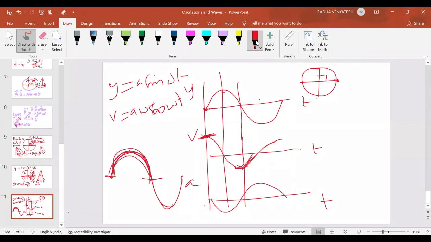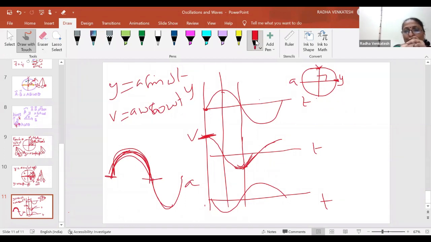See, Y is here, V is here, A is here. Just an idea: if Y is at the mean position, a sine curve, V is the cos curve, it starts here. A is a sine curve, all right, but it is inverted, isn't it? So it has to start from the negative value, correct? It has to go in the negative. So it should be somewhere here. Are you getting the idea?